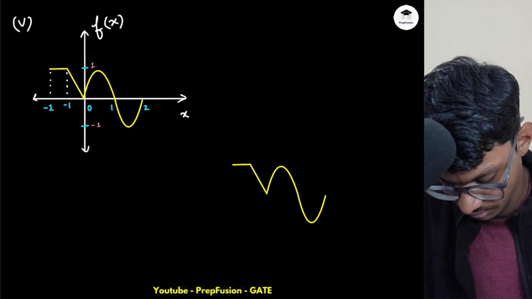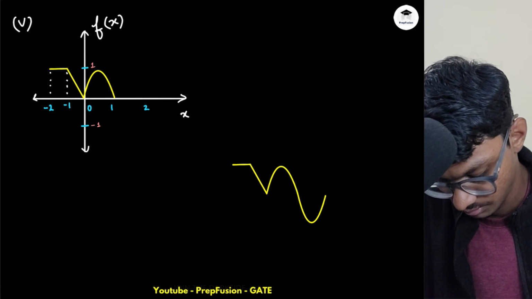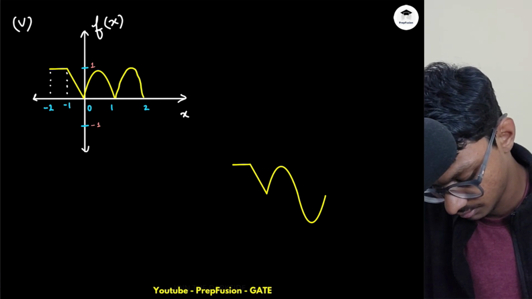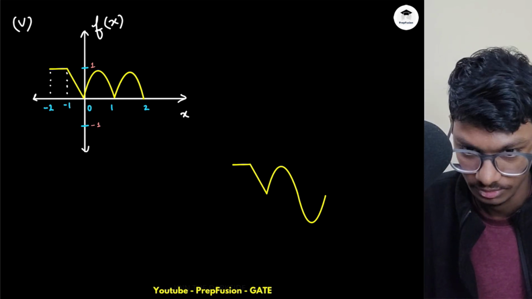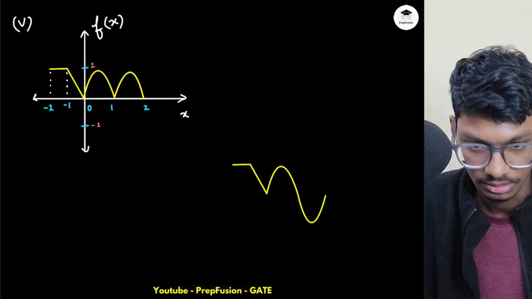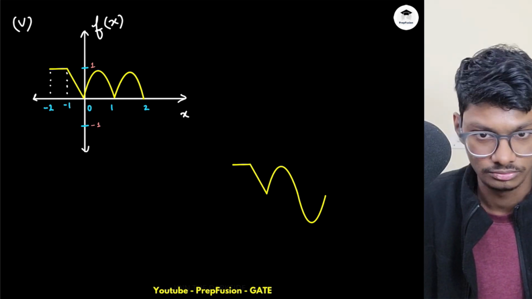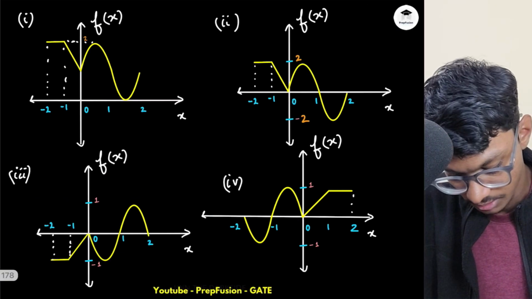So this will become positive only, right? This will become positive only. So that is what this will change to, right? So this is simple only. Now next is mod of x.